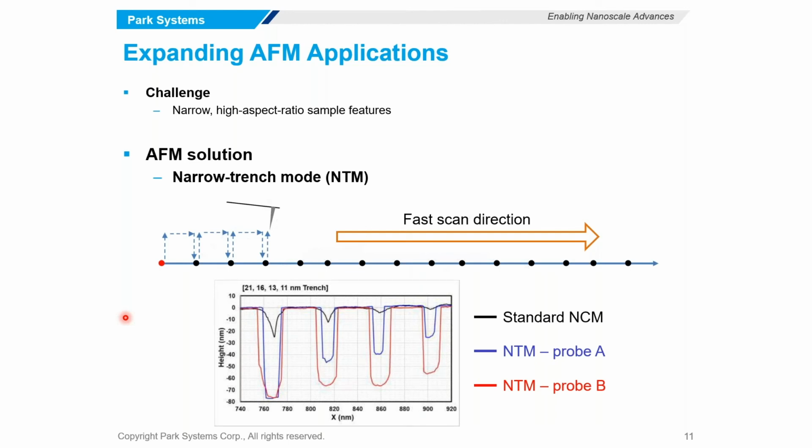This image in particular shows 3 different probes with narrow trench mode or standard non-contact mode. And the red shows that with the sharpest tip we had available and narrow trench mode, we were able to measure features that otherwise would be unable to be resolved by traditional AFM non-contact mode imaging, or would even be imperceptible to it altogether.